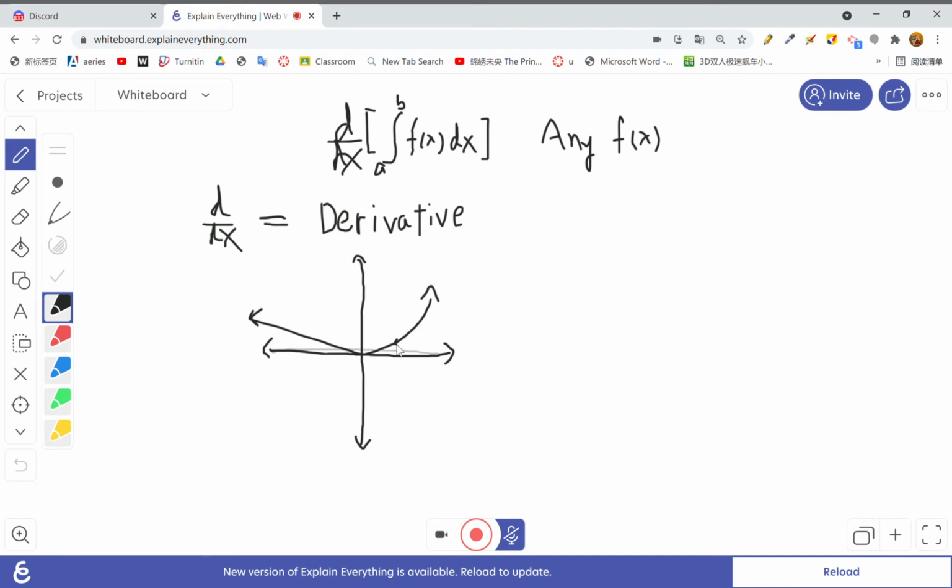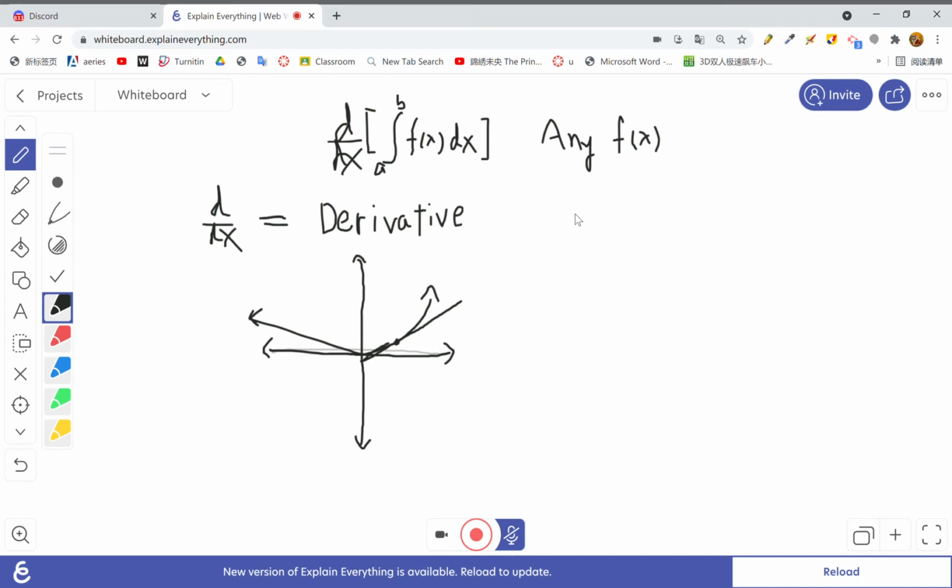Let's say we want to take the derivative at this instant. What does the derivative at that instant mean? It basically means the slope of the line that's tangent to this graph at that instant.